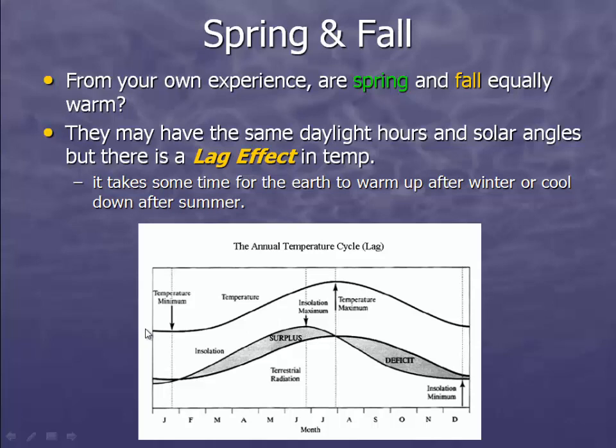However, the curve above it is showing you the average temperature for that same location. And you would see that the temperature maximum does not coincide with the incoming solar radiation maximum. So even though radiation peaks on June 21st, our warmest month out of the year is typically July or August.